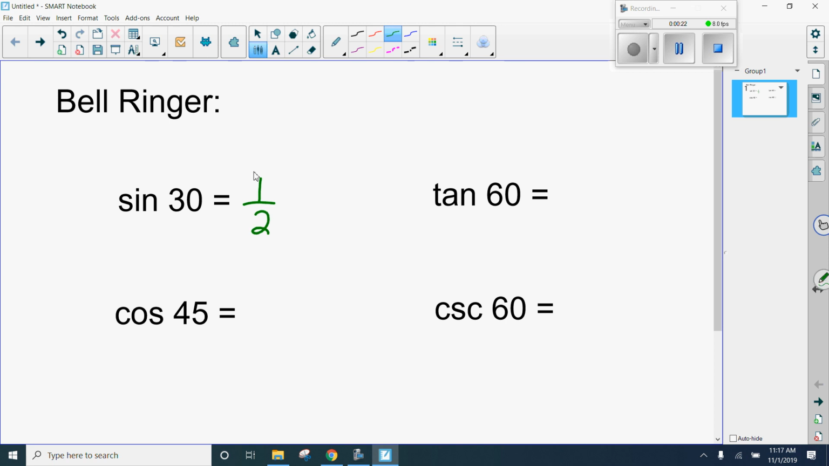If you go with cosine, 45 degrees is the middle finger, so you fold it in. Cosine is the top or bottom set? Top, so it's radical 2 over 2. The palm of your hand is a 2.